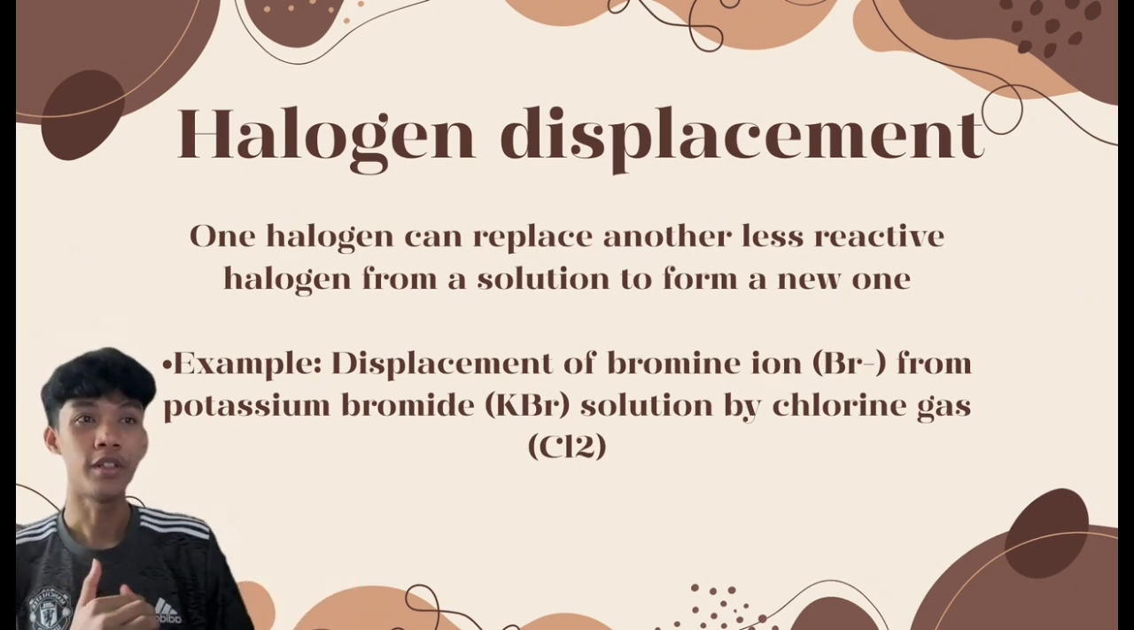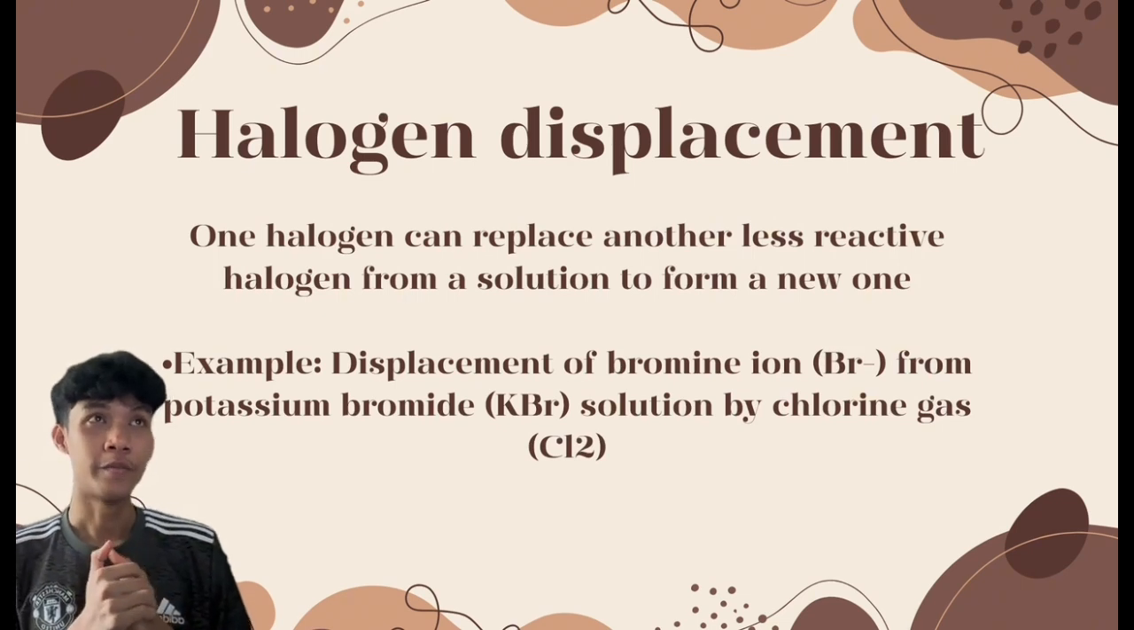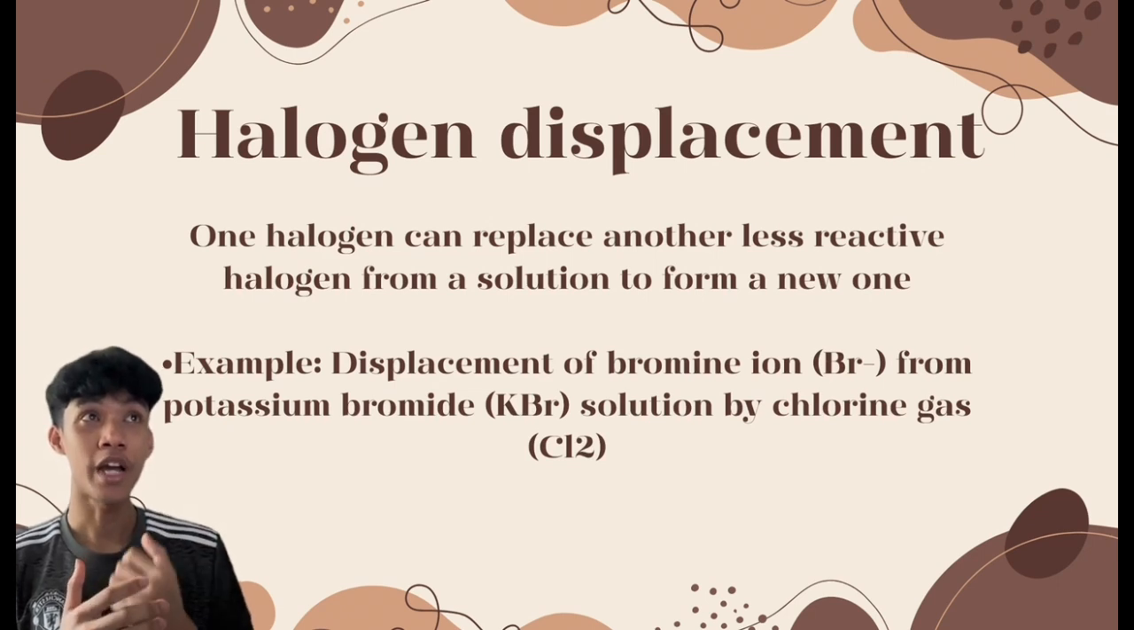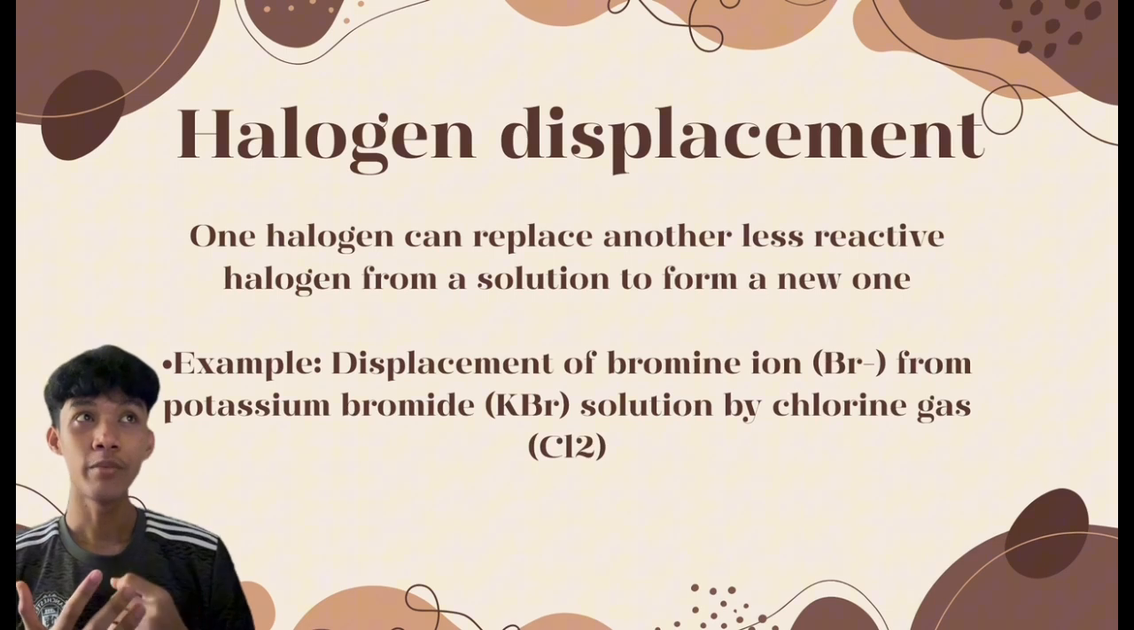So what happened in the example? Okay. What happens is chlorine is more reactive than bromine. So chlorine displaces bromide ion from potassium bromide solution. As a result, chlorine becomes chloride ions, and bromide ions become bromine molecules.